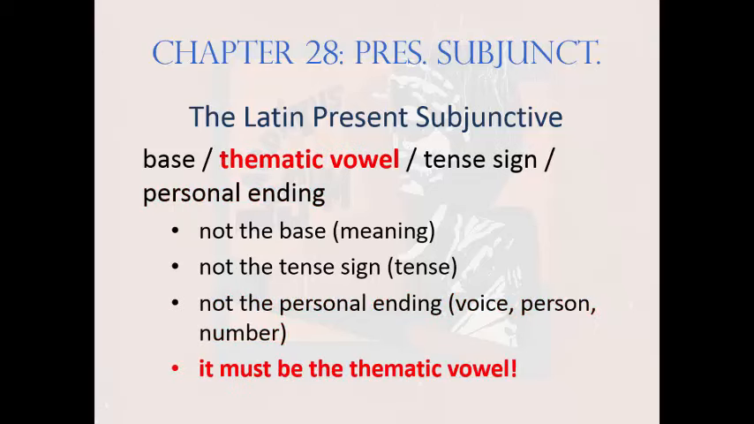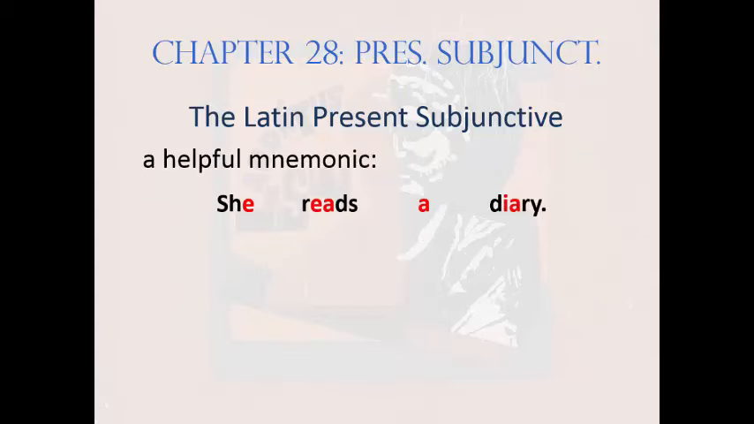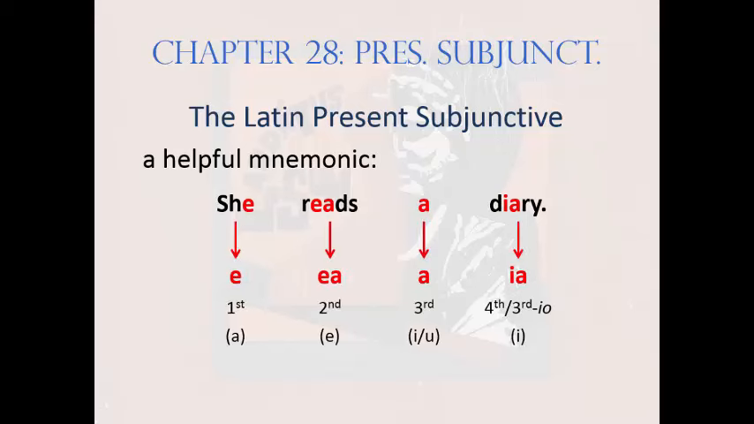So, that must be it. The thematic vowel changes to indicate the subjunctive. But how? Just make the thematic vowel sound different. Here's a great, easy way to remember how the Romans did it. She reads a diary. Each of the vowels in the English sentence is the same as the subjunctive vowel used in each of the Latin conjugations in order. E for first, ea for second, a for third, and ia for third io and fourth.